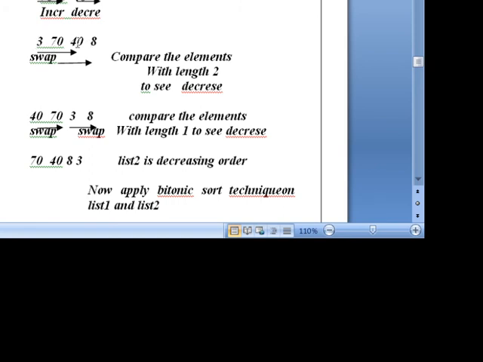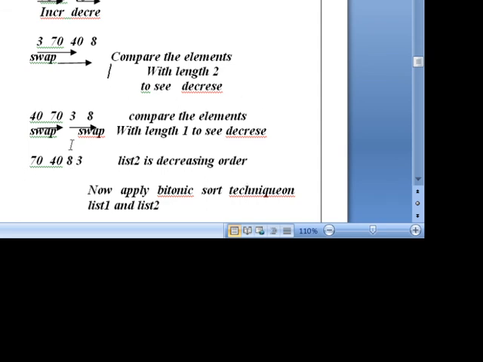First and third: are they in decreasing order? No, increasing order, so we have to swap it. So 40 and 3 next. Second and fourth: is it increasing order? No, it is decreasing order, yes, so as it is we will take it. Next, compare with length 1 and consider decreasing order. Now 40 70, compare it. Is it in decreasing order? No, swap it: 70 40. Now 3 8 means not in decreasing order, so swap it again: 8 3. Now we will get 70 40 8 3.